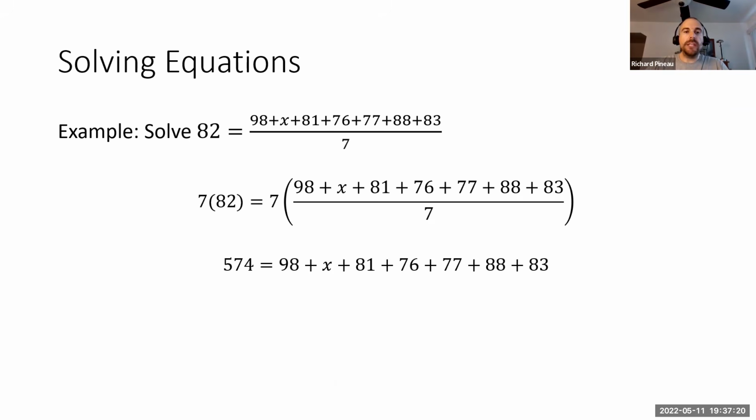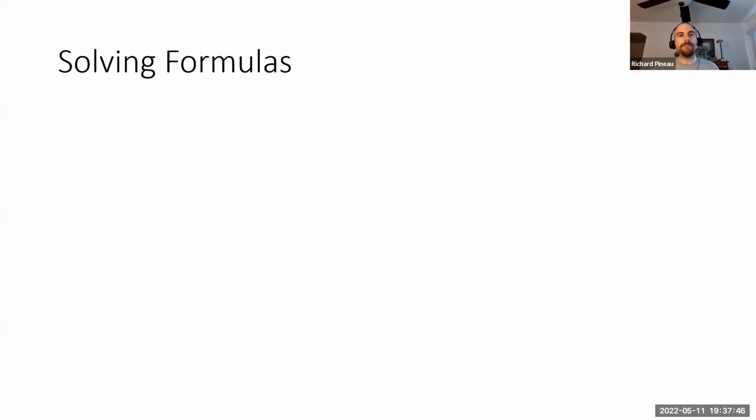So 7 times 82 is 574. And you notice on the right side, all of the denominator went away. So I'm just left with this giant expression that I'm adding. So that's what I did. I added all the numbers up and I got 503 plus x. Now it's real easy. Simply subtract 503 on both sides and we get x is equal to 71. So this really long, complicated looking equation really wasn't so bad.